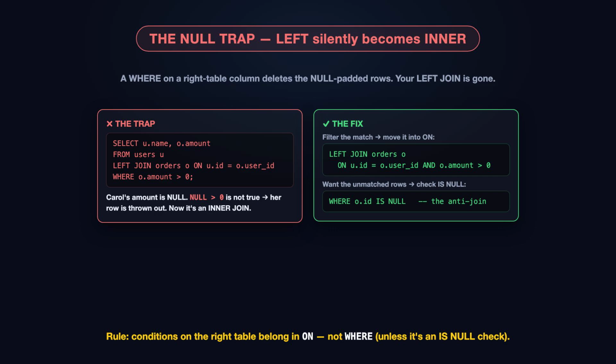The fix is simple once you know it. If the condition is meant to filter the match, move it up into the on clause, next to the join. The left join stays a left join. And if you actually want the unmatched rows, the customers with no orders, you check the right side column is null in the where. Which is exactly the next thing we are going to use.